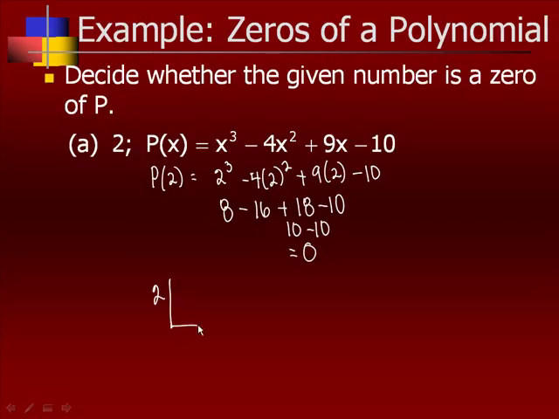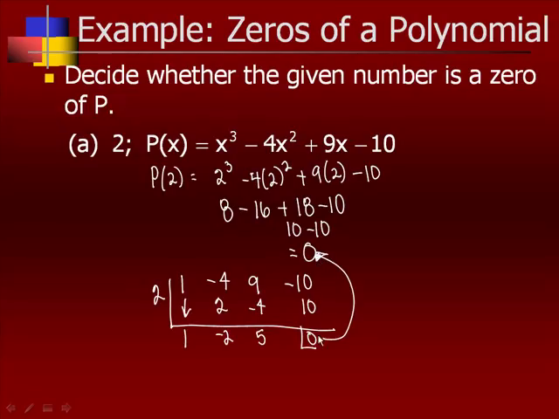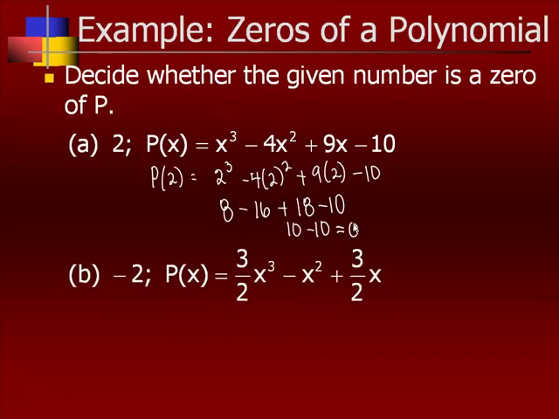I'll say it again. If you would rather do the synthetic division by 2, there's 1x to the third, negative 4x squared, 9, and negative 10. Drop your 1, multiply, combine, multiply, combine, multiply, combine. The remainder of 0, and plugging the number in and getting 0.